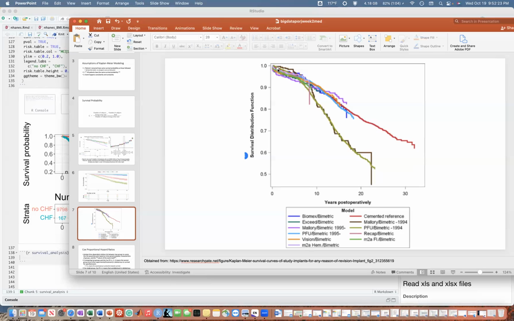It seems like probability of survival is about the same until there's a drastic drop off. This red one seems to be doing very, very well, this cemented reference, so I assume this is a control. And then it seems like this green and brown are not doing so well. So this Mallory or whatever. And yeah, this is used for a whole lot of research.